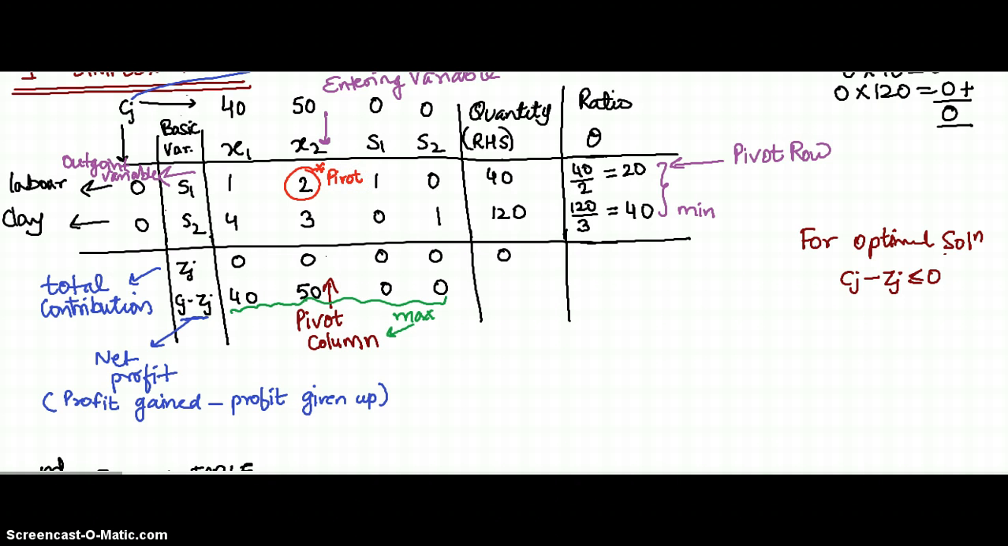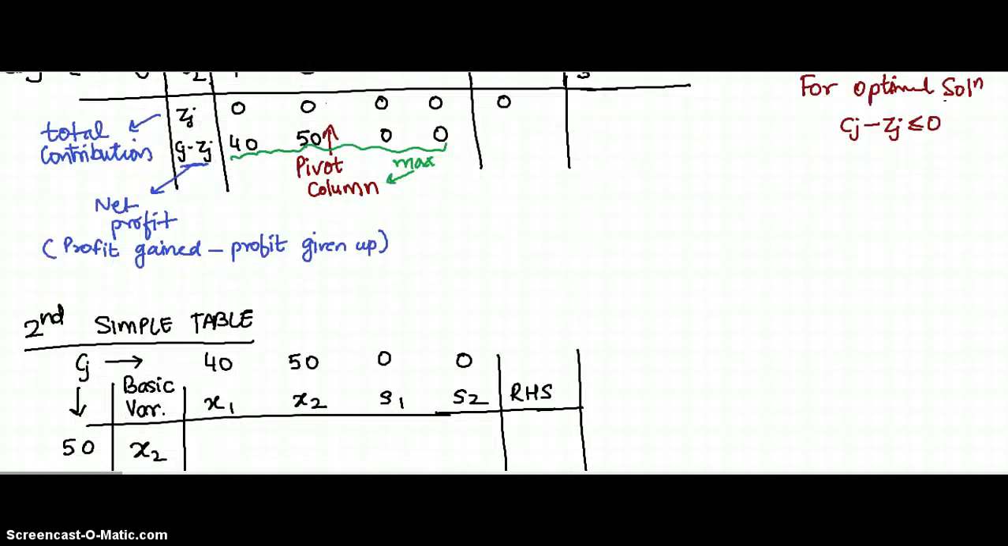So to obtain the new row, what do we have to do? We have to divide all of these elements by 2. That is the pivot number. Okay, we call it a pivot number. So when we divide 1 by 2, it will become half, 1, half, 0 and 20. Let us write it down there. We got 1 over 2, that is half, 1, half, 0 and 20.